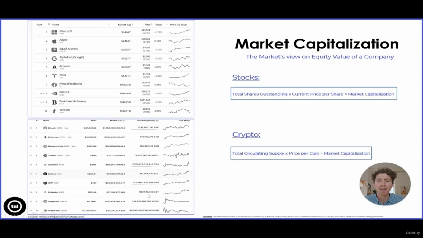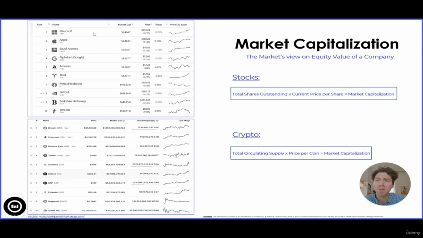Starting with the market capitalization, here we have to distinguish between stocks and cryptos. Basically, the market capitalization is showing you the market's view on the equity value of a company. And as I said, let's distinguish between stocks and cryptos. While at stocks, you have the total shares outstanding multiplied with the current price per share. So if a company has 1 million shares outstanding and the price per share is $100, you have a market capitalization of $100 million, for example.